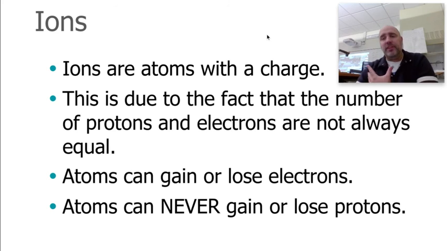Okay. The second word is ions. And ions are typically just atoms with a charge. Atoms, by definition, are neutral. If an atom is not neutral, we don't call it an atom anymore. We call it an ion. And that's because the number of protons and the number of electrons, though typically the same, is not always the case. You can have a few extra electrons or a few fewer electrons compared to what's considered a normal atom.